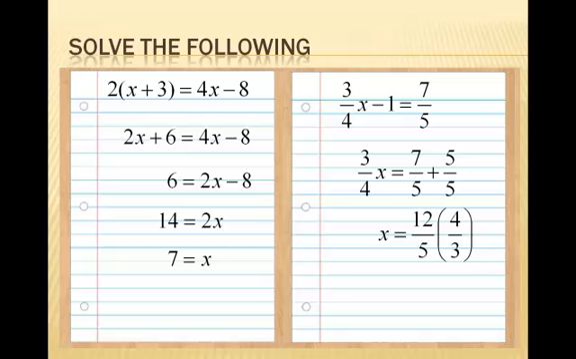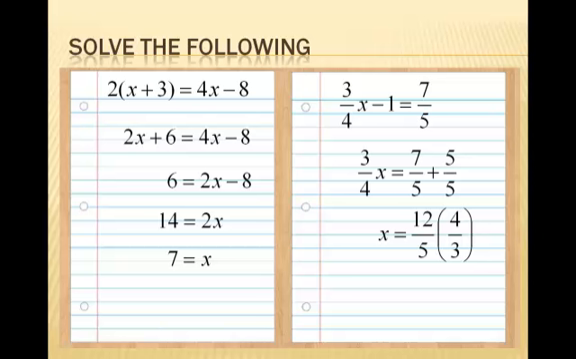So I'm going to multiply both sides by 4/3. Now watch very carefully what happens on the left. When you multiply 3/4 by 4/3, you get a 1. So that isolates the x. And then on the right side, I have to show that I'm multiplying by 4/3.